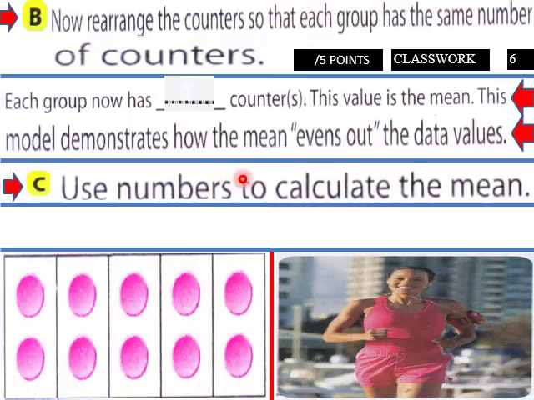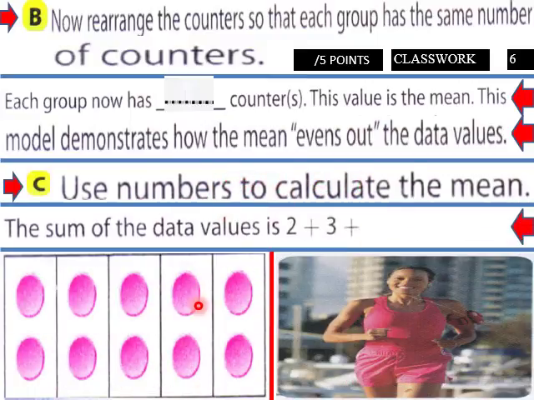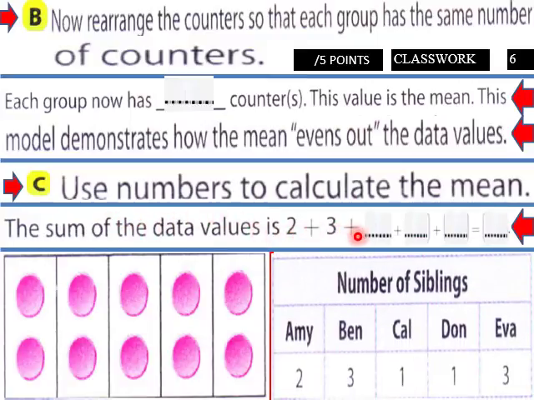C, use numbers to calculate the mean. So the sum of the data values is 2 plus 3 plus, okay, we have 2 plus 3 plus what now? Each group now has 2 counters. We're down here. So 2 plus 3 plus 1 plus 1 plus 3 equals what? 10. So we have 10. This would be the mean here for this data set.